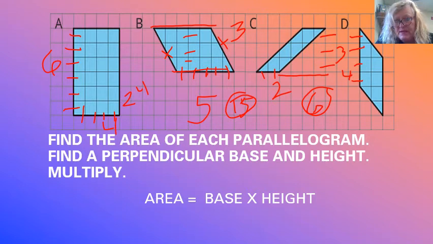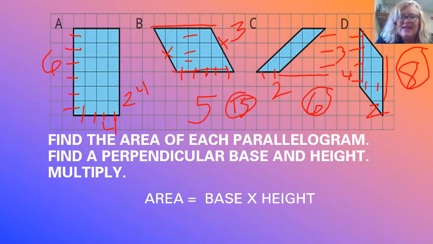Let's use the perpendicular height between our two parallel lines. These are my parallel lines, so I'm counting between them. 1, 2. My height is 2. 4 times 2 is 8. So that parallelogram's area is 8. And there you have it.